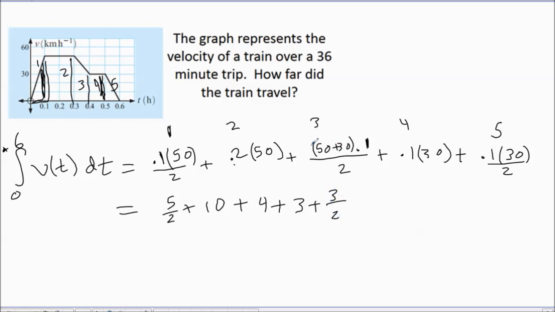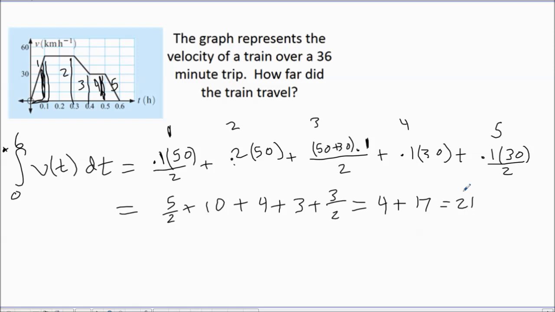Let's combine what we know how. I know how to deal with those fractions. 5 halves plus 3 halves is 8 halves. 8 halves is better known as 4. And let's see, I've got 10 plus 4 plus 3, that's 17. And so what I get is 21.